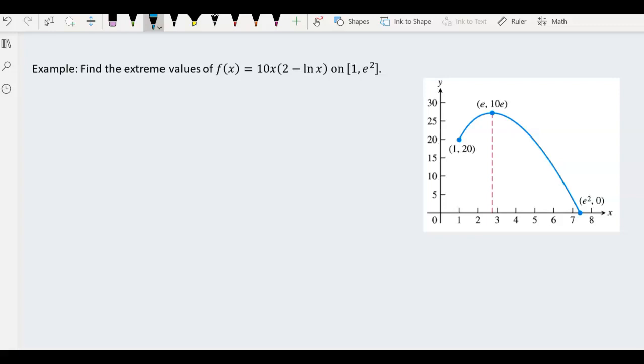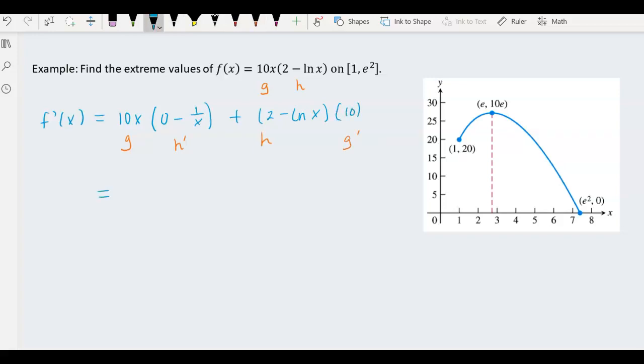So the first thing we'll do is find the derivative of this function. We need to use the product rule here. Let's call this g and let's call this h. We'll take the first function times the derivative of the second. The derivative of 2 is going to be 0, and then the derivative of natural log of x is 1 over x. So this is the derivative of the second function, plus the second function times the derivative of the first, which is 10.